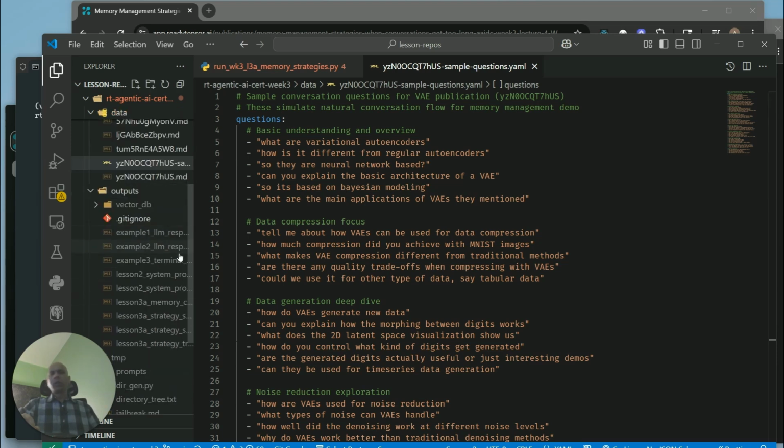So when you run the script, there are some options that you have to answer, whether you want to run all three strategies at once or do one strategy in isolation. I run all three. Let's look at the summary results here.